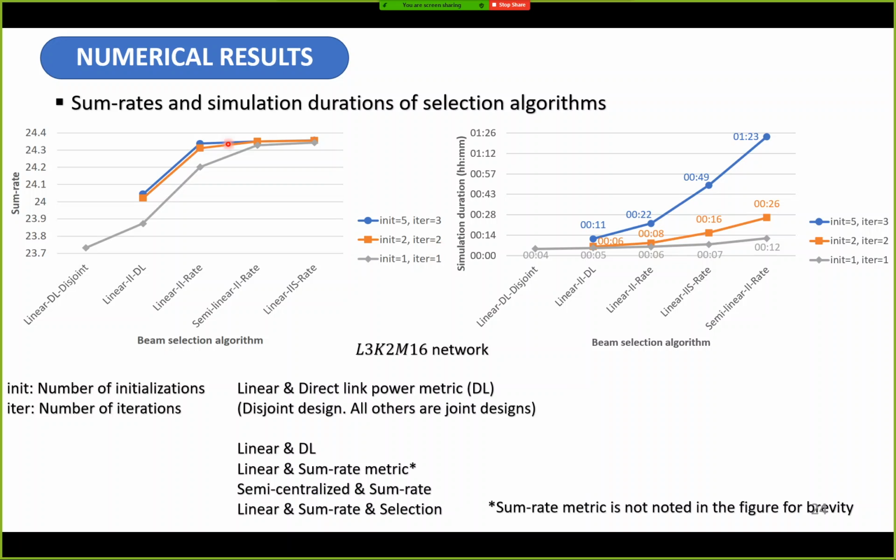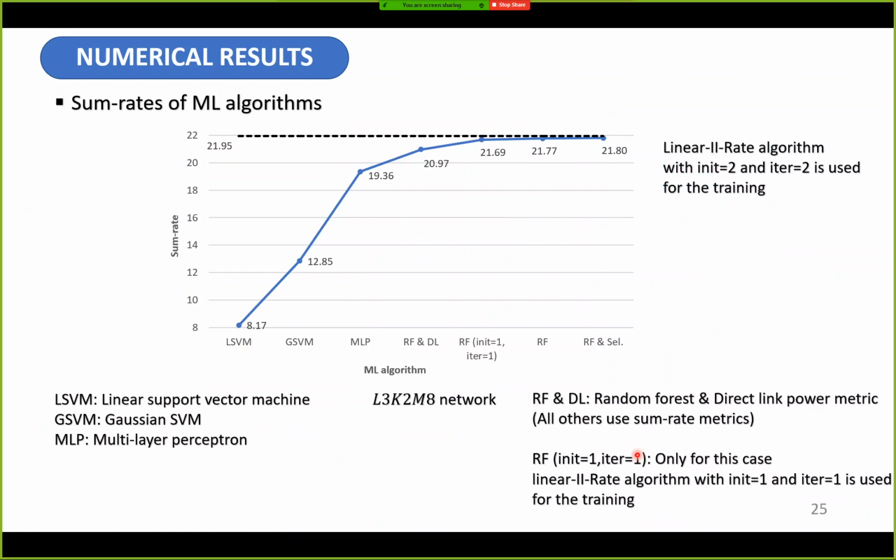So here you see that the number of initializations and iterations don't help much. The reason is in these simulation results we use only single antenna users. If we have multiple antenna users, increasing the number of initializations and iterations might help more. But as I said, the complexity gets very huge quickly, so you might need GPUs instead of CPUs in this case. And here are the machine learning algorithms.